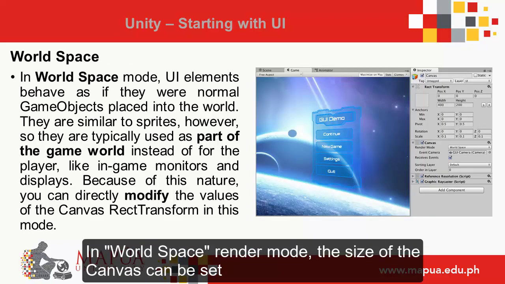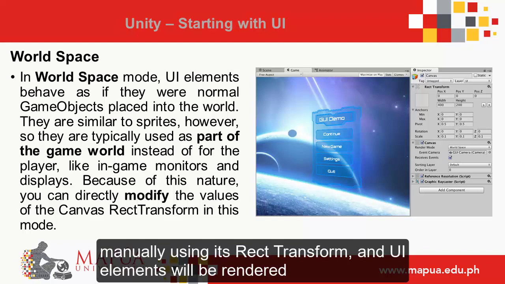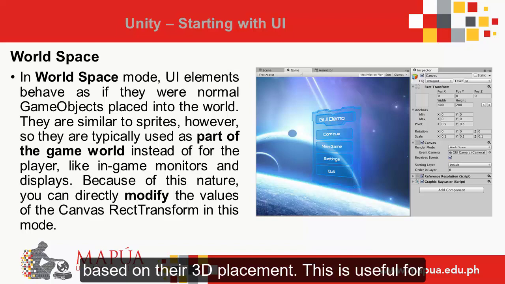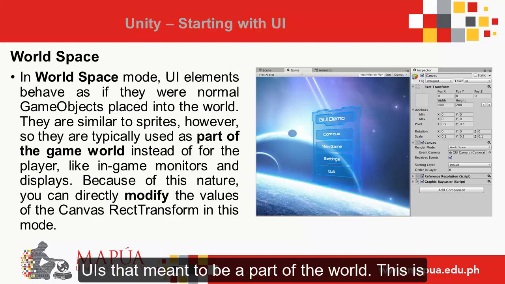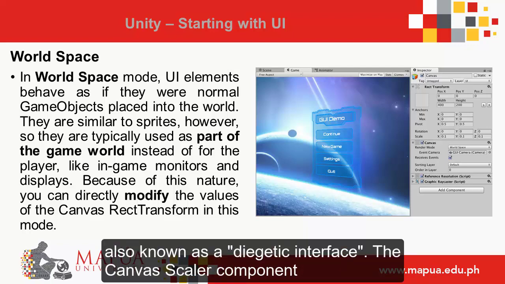In World Space Render mode, the size of the canvas can be set manually using its Rect transform, and UI elements will be rendered based on their 3D placement. This is useful for UIs that are meant to be a part of the world. This is also known as a diegetic interface.